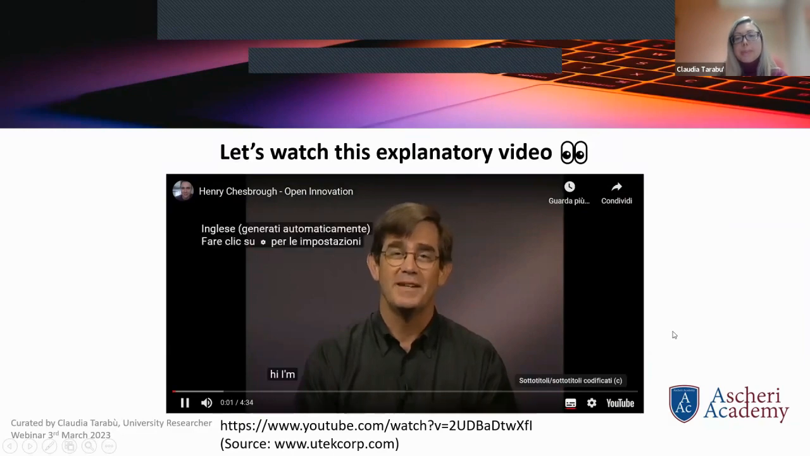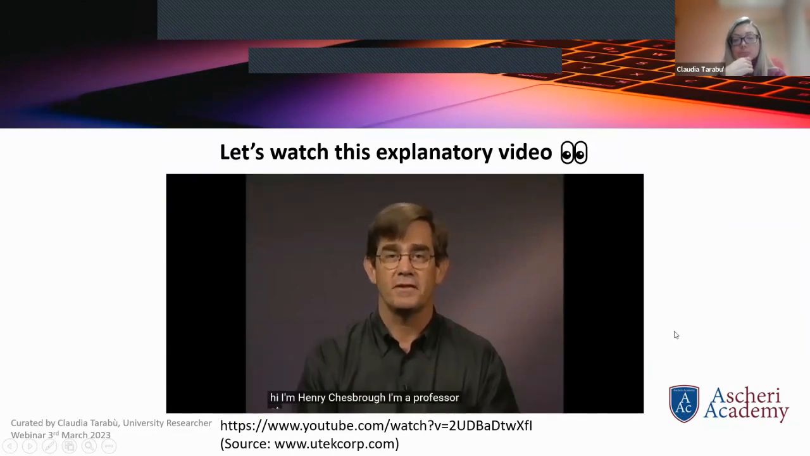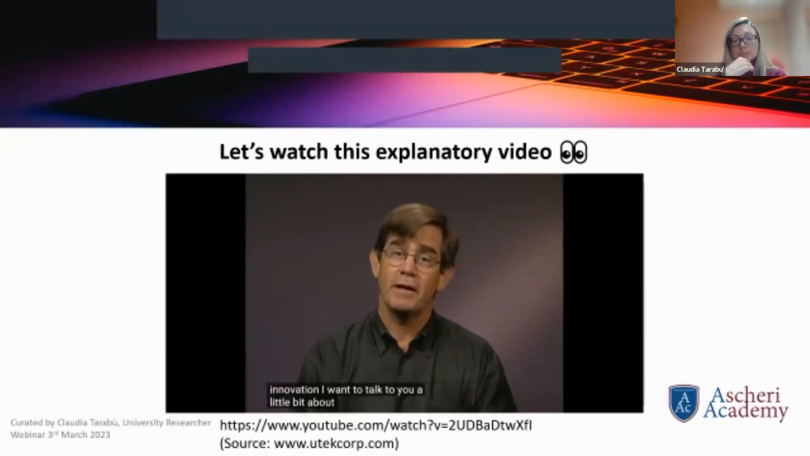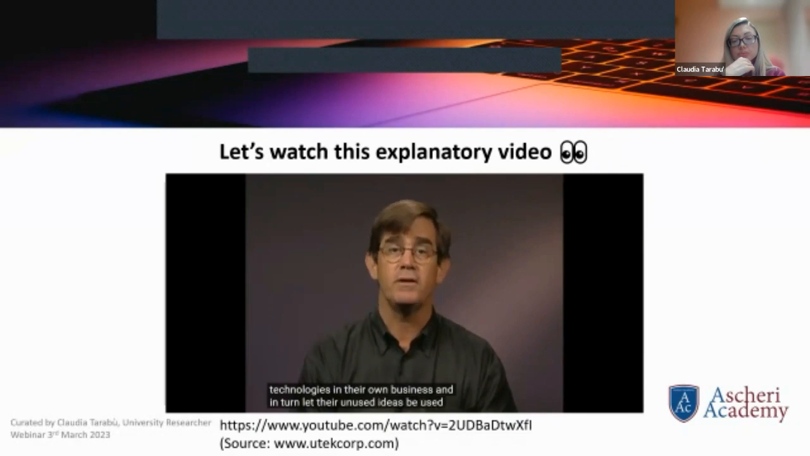Hi, I'm Henry Chesbrough. I'm a professor at the Haas School of Business at UC Berkeley and the author of the book Open Innovation. I want to talk to you a little bit about this model and this book. It's a way of companies doing innovation in R&D where they make much greater use of external ideas and technologies in their own business, and in turn let their unused ideas be used by others in their business.